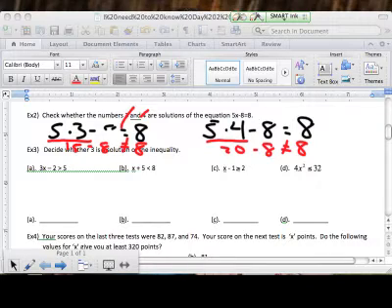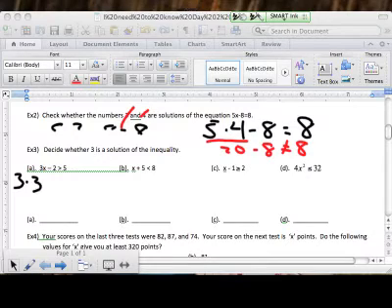The next set of examples says decide whether 3 is a solution of the inequality. Same idea, you're going to plug in 3 anywhere you see x, or any other variable, and then see if it's true. For example, part A here, you're going to do 3 times 3 minus 2 greater than 5. 3 times 3 makes 9. 9 minus 2 is 7. So 7 greater than 5. That is a true statement, so yes.